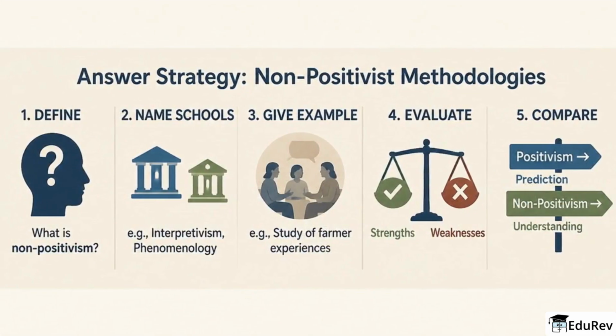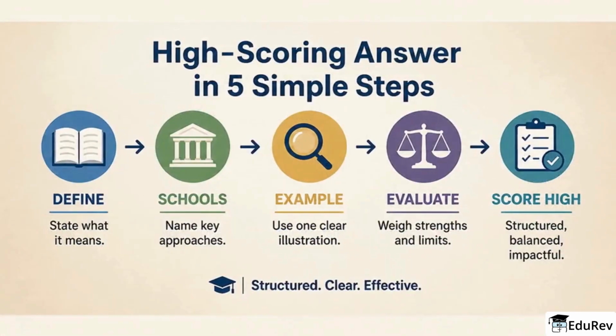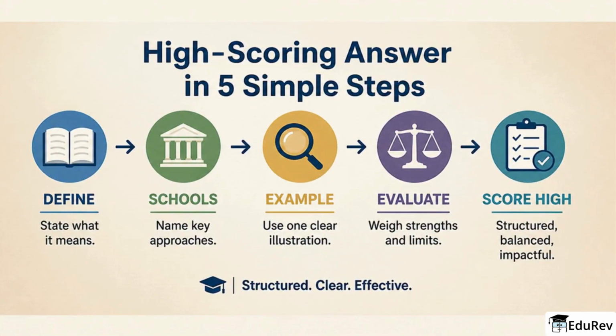When you write an answer, define non-positivism. Name one or two schools. Give a short example. Then evaluate strengths and weaknesses. This simple structure, definition, schools, example, evaluation, creates a compact, high-scoring response under time pressure.